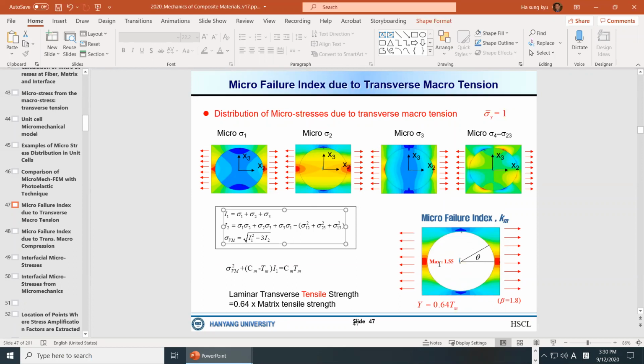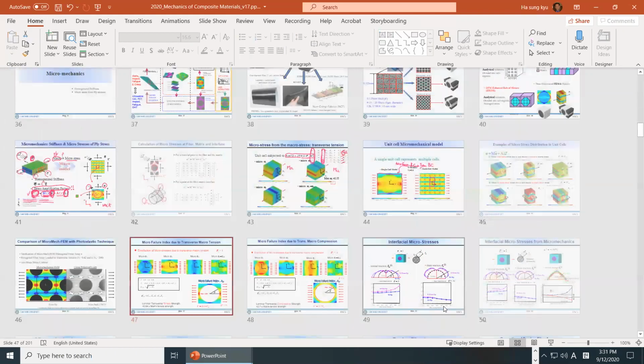Okay, so as you can see, the failure index reaches 1.55, meaning that if we know the resin tensile strength, the transverse strength is about 64%. So transverse ply strength is lower than the resin matrix strength because of stress concentration. So this is just one example.